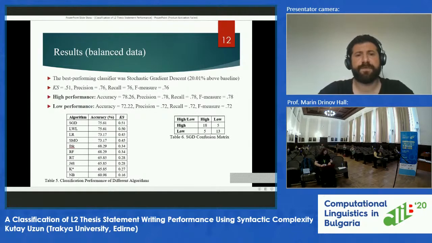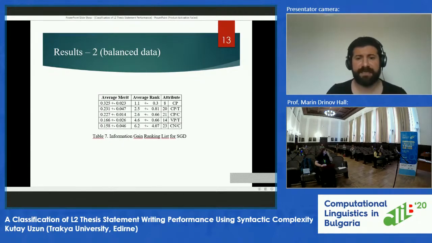And here you can see the results for the balanced data. As I have told you, I used synthetic minority oversampling to balance the data. There the results are also a little bit more balanced, but the accuracy for the whole data set is still the same, but with a different algorithm, this time the stochastic gradient descent algorithm. Just like with the imbalanced data, the result with the balanced data was 20.01% above the baseline. And then in table 6, you can again see the confusion matrix, this time for the stochastic gradient descent algorithm. As is also seen in the precision, recall, and F-measure results, the results are a little bit more balanced, but the total accuracy remains the same with balanced data.